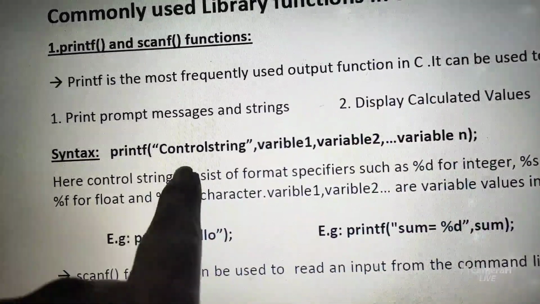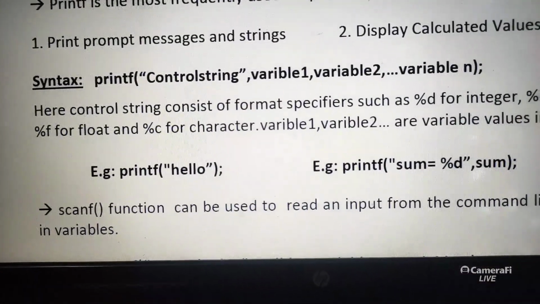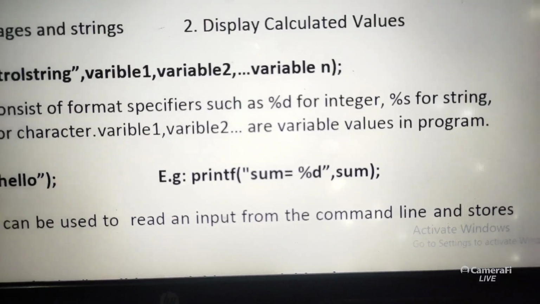For the first purpose this part will be there. So first part, second part we think of. Example, printf hello, printf sum equal to %d.